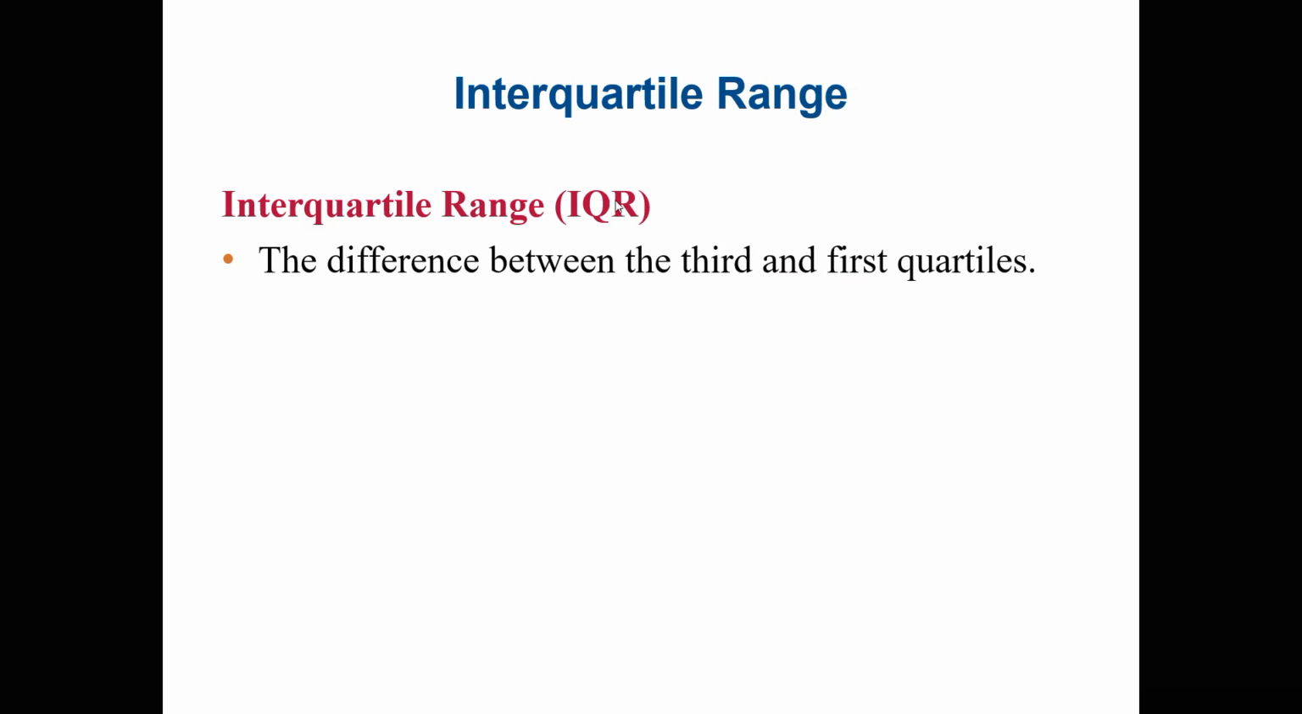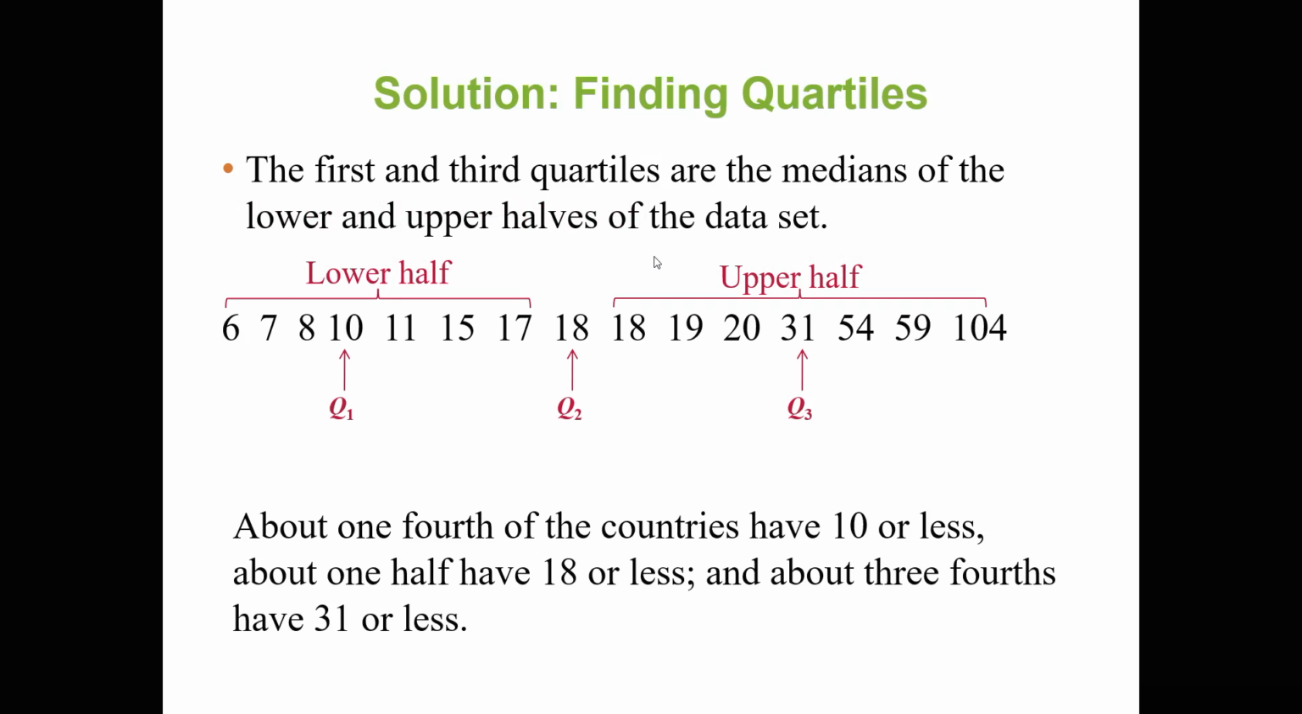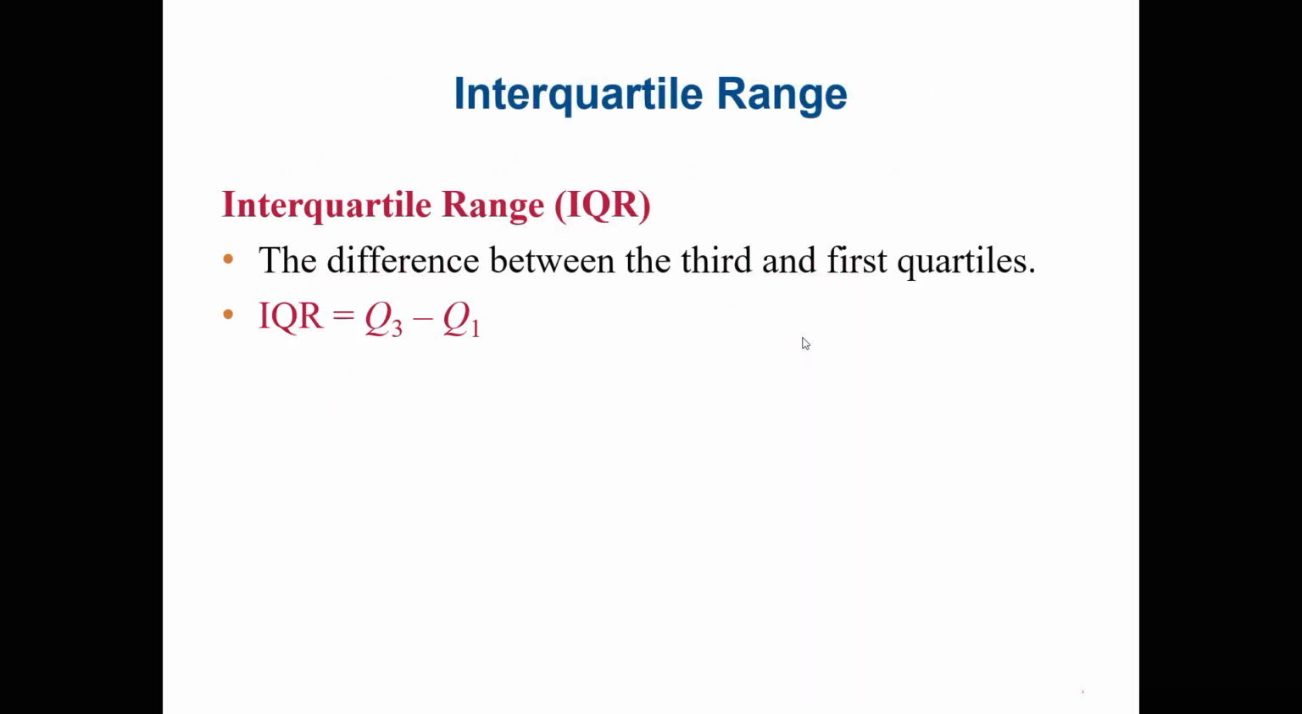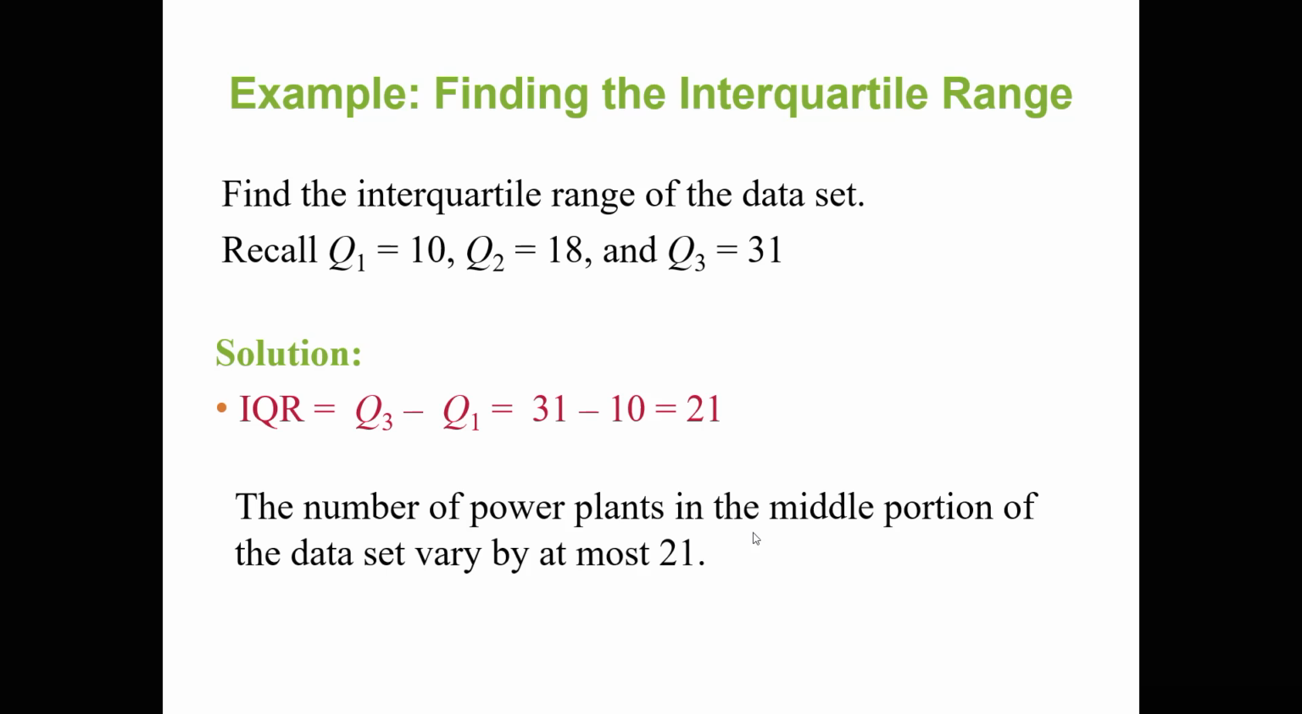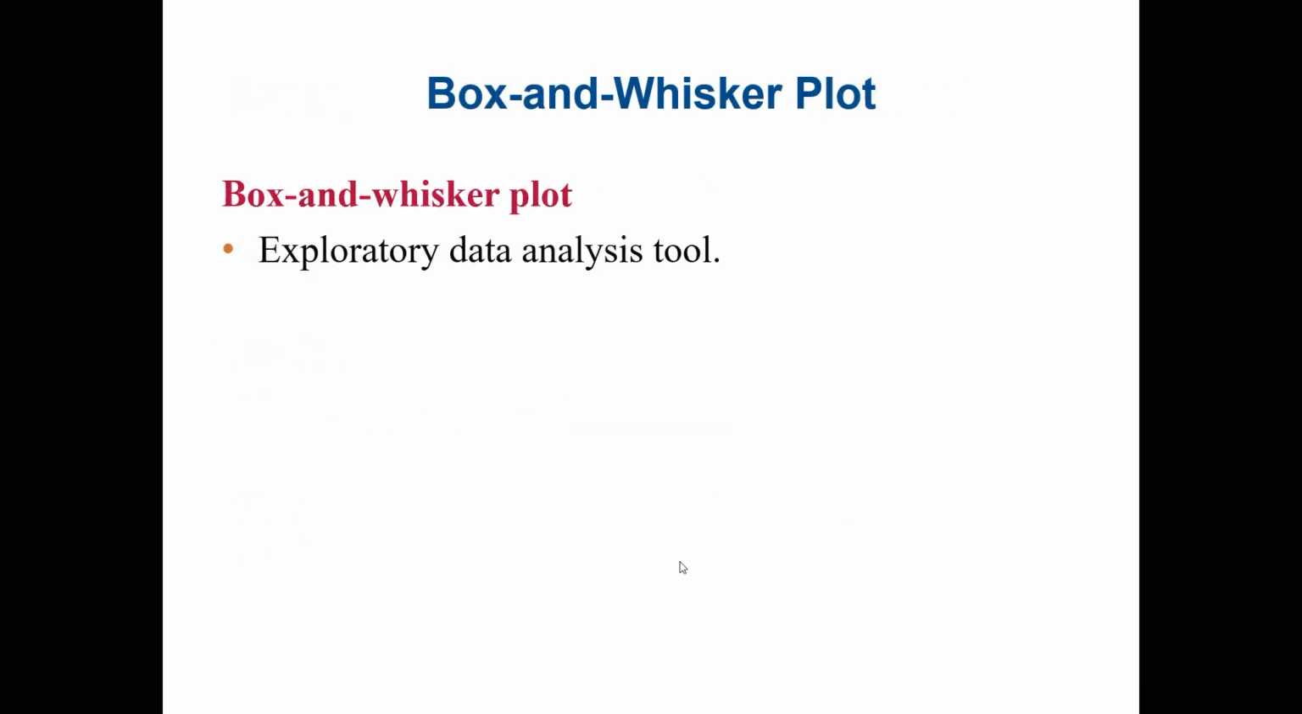And the interquartile range, now remember, we are talking of a range. In other words, we are looking at the distance from here to here. Okay, the range of nuclear plants. So how do we go about doing that? Given that the third quartile is 31 and the first quartile is 10, when you do the math, which is simply Q3 minus Q1, you end up with an interquartile range of 21. So you can say the number of power plants in the middle portion of the data set vary by at most 21. So it's simply a range.